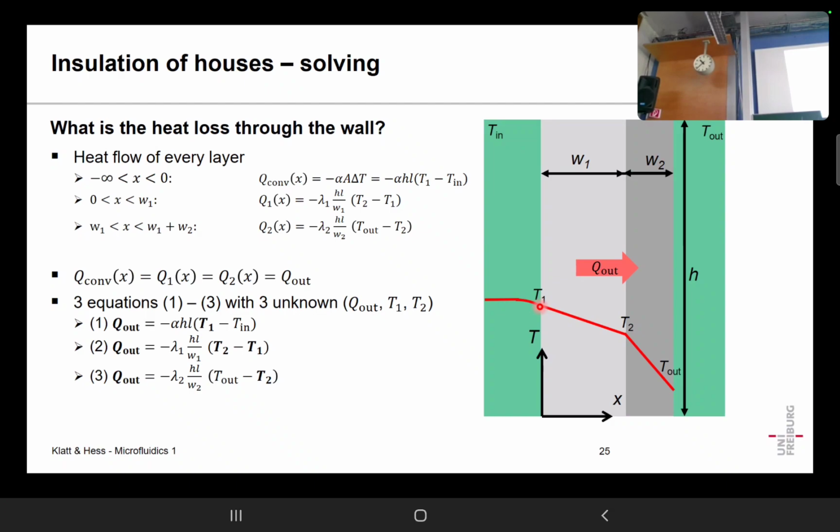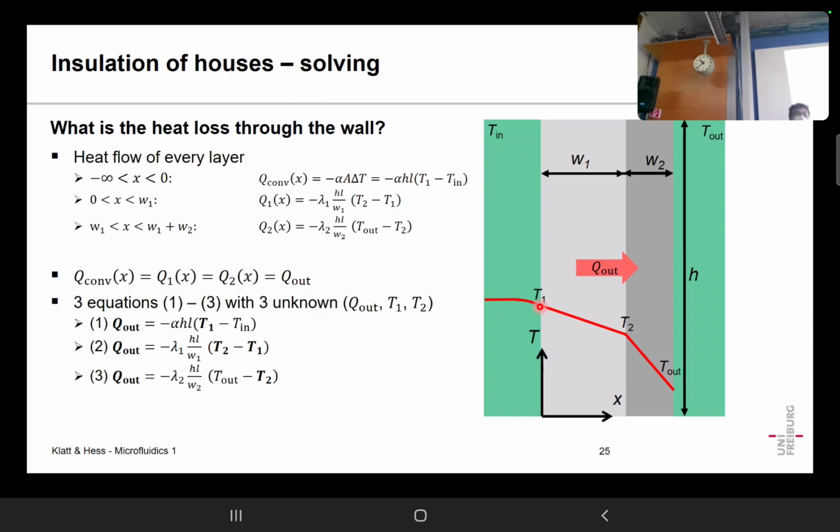Okay, and think again about Fourier's law. Your initial idea is really good, that the heat flow or the heat flux shouldn't change. And if you think about Fourier's law, you will realize that if Q is constant, you have two parameters to play with to keep it constant. One parameter is the gradient of the temperature, and one parameter is your thermal conductivity. Okay?